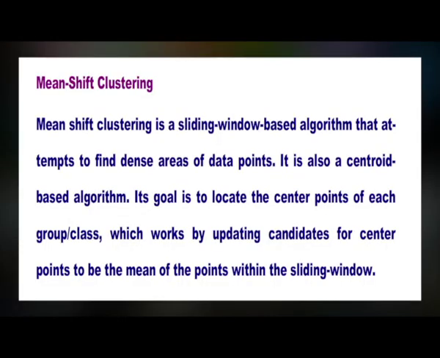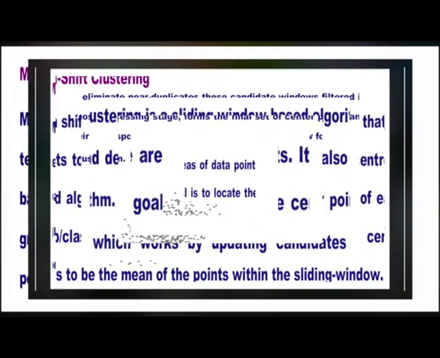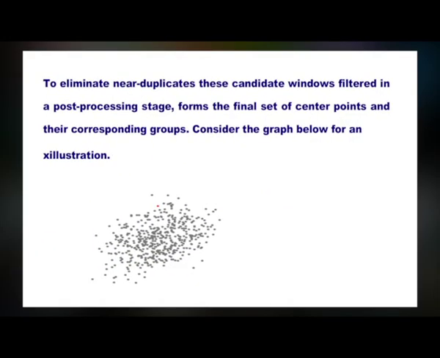Now let us see what mean shift clustering is. Mean shift clustering is a sliding window based algorithm that attempts to find dense areas of data points. It is also a centroid based algorithm. Its goal is to locate the center points of each group or class, which works by updating candidates for center points to be the mean of the points within the sliding window. To eliminate near duplicates, these candidate windows are filtered in a post-processing stage, forming the final set of center points and their corresponding groups. Consider this picture for an illustration.